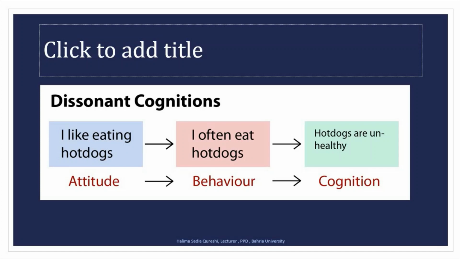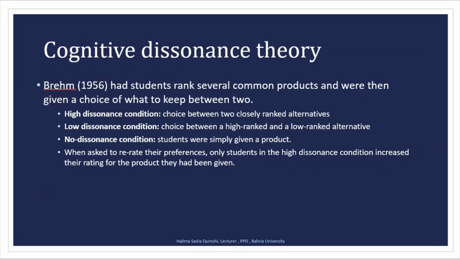So now let's move towards Brehm. In 1956 he was a researcher, and he did certain experiments on students. He asked the students to rank several common products, and they were given choices of what they can keep between the two. Some of the groups were given just one product, and some of the groups were given two products. In between them they had to choose which product they wanted to keep.